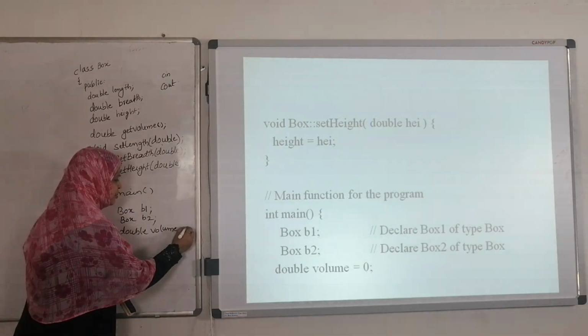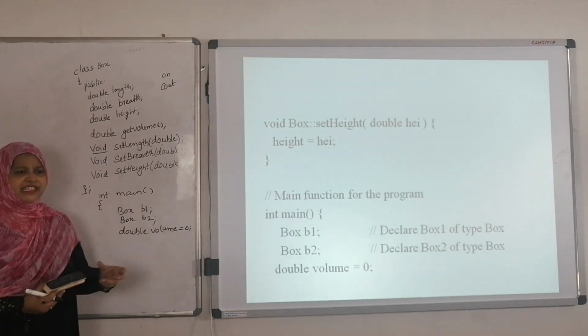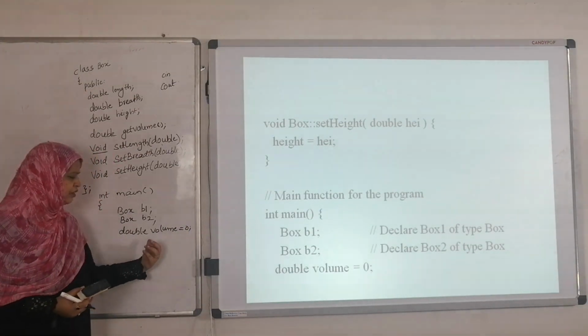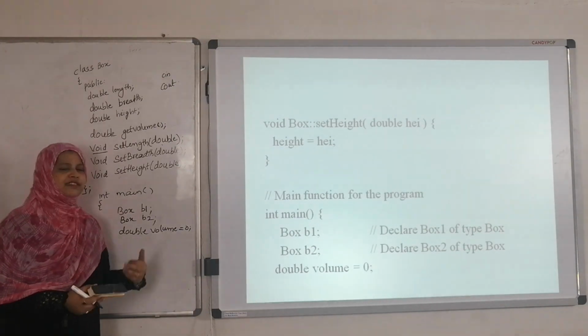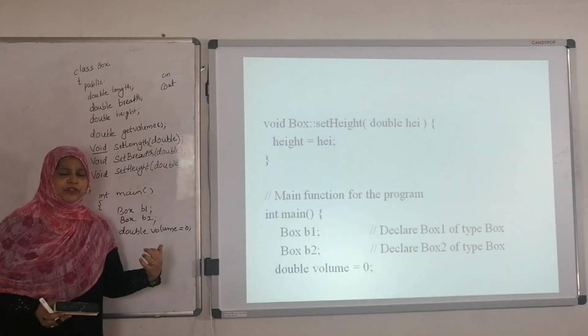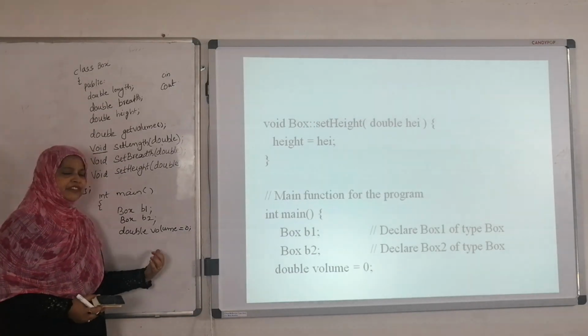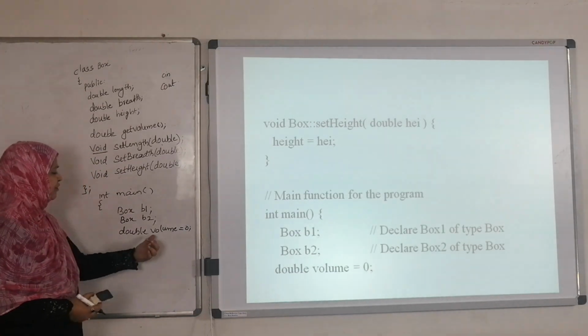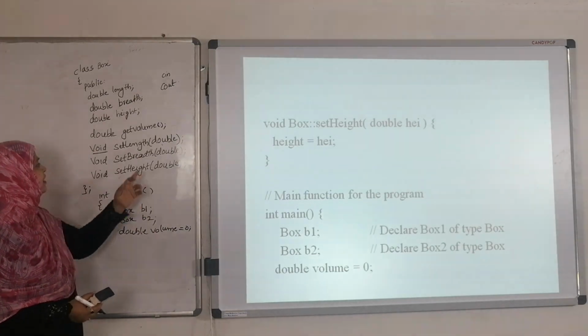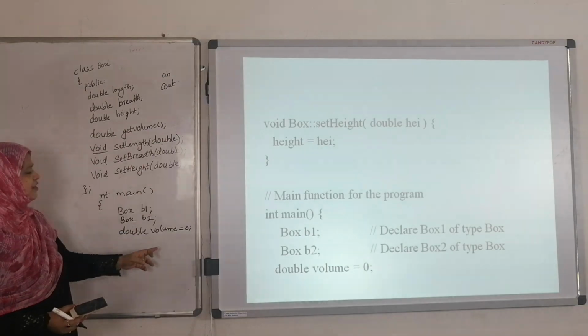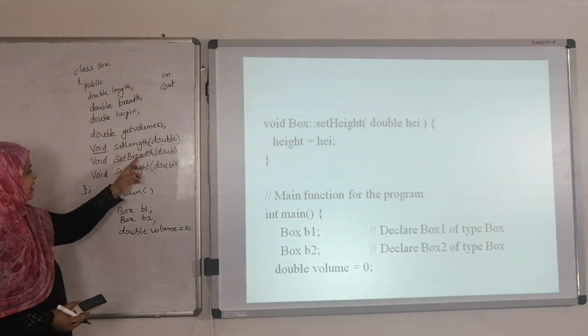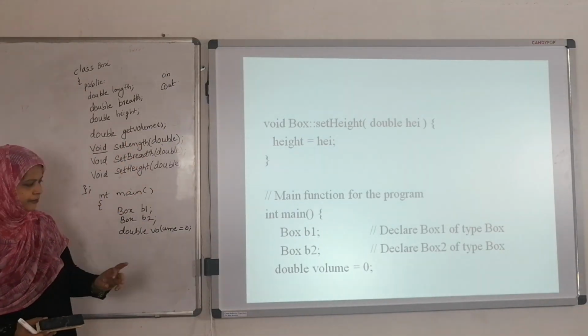Initially I am going to put 0. I am assigning 0 to the box volume, double volume equals 0. Initially the value of the volume is 0. After performing the operations, we are going to get different volumes. Now to find the volume of a box, we have to write length into breadth into height. We have to pass the values for set length, set breadth, set height.